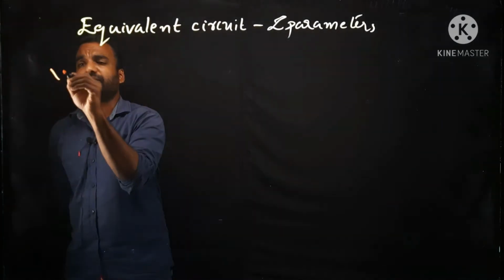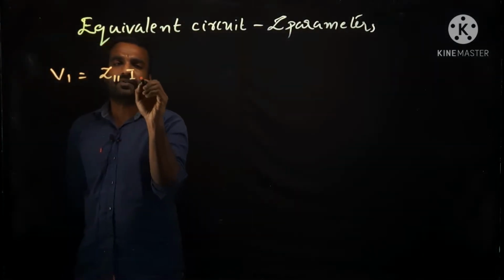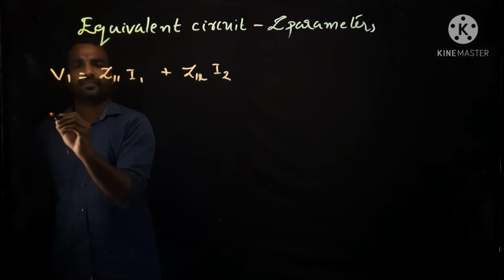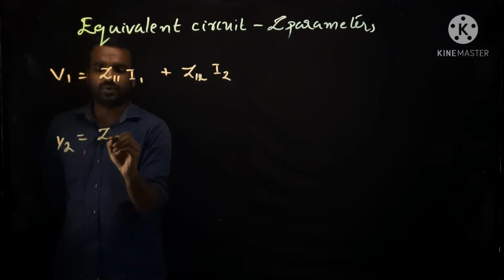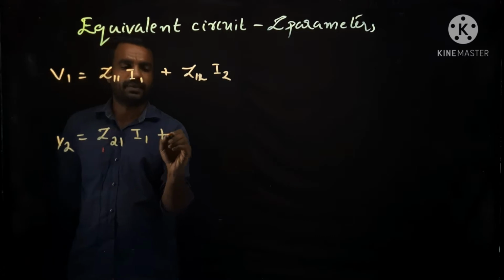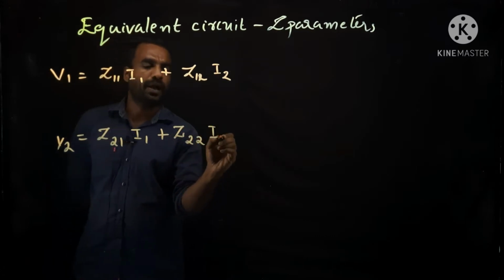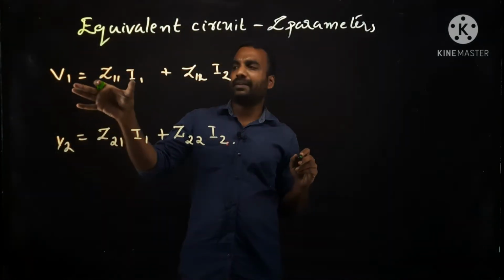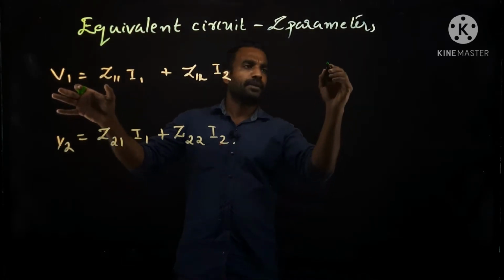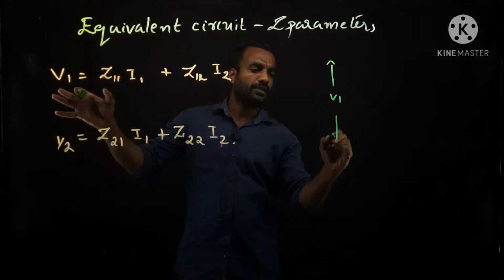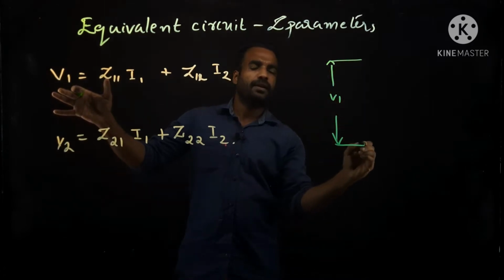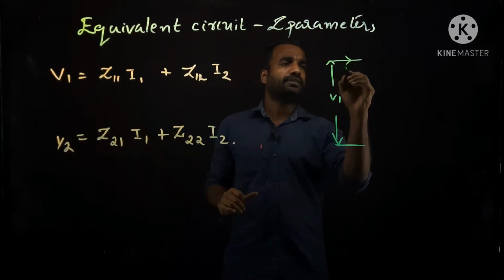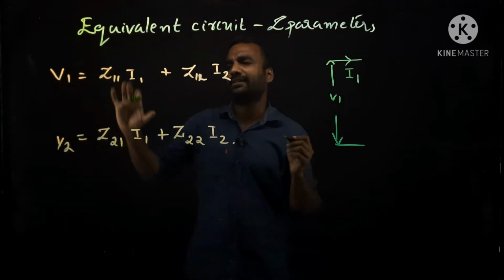So, what were the equations? V1 is equal to Z11 I1 plus Z12 I2, and V2 is equal to Z21 I1 plus Z22 I2. So, I want to implement this equation first. It is having a source, and that is V1, and correspondingly we are having two currents in the equation. The first current is I1, and let us check these components.